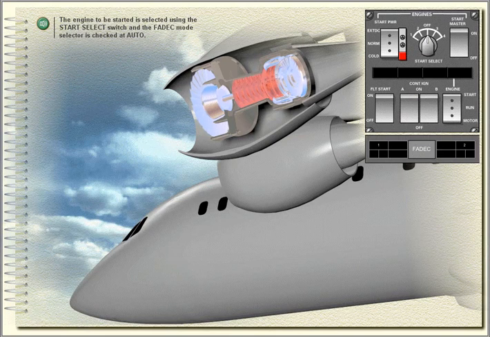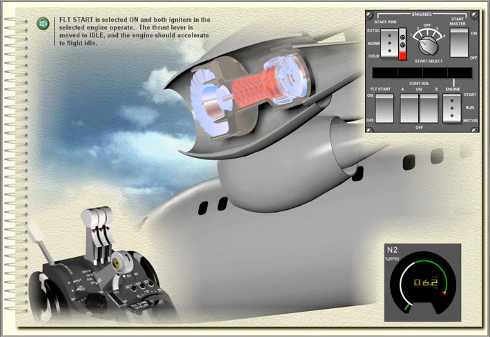The engine to be started is selected using the Start Select switch, and the FADEC mode selector is checked at Auto. Flight Start is selected on, and both igniters in the selected engine operate. The thrust lever is moved to idle, and the engine should accelerate to flight idle.